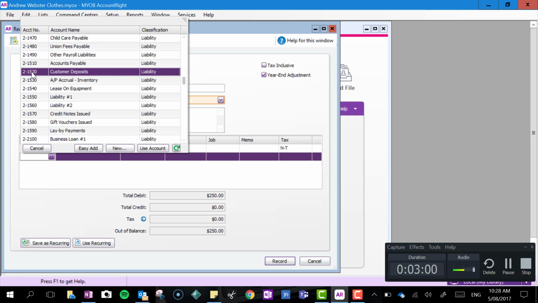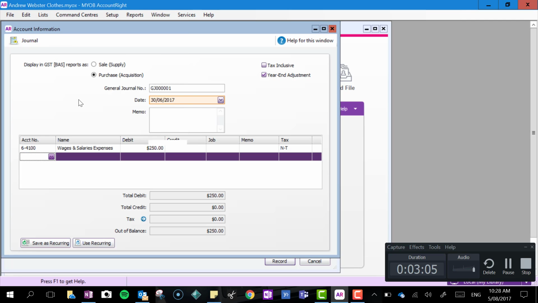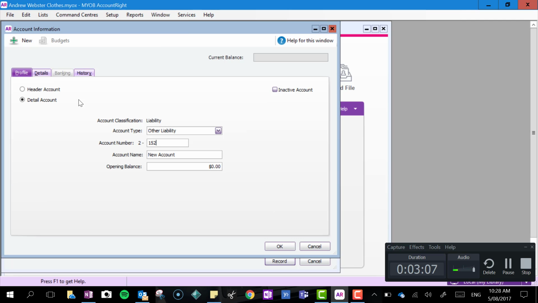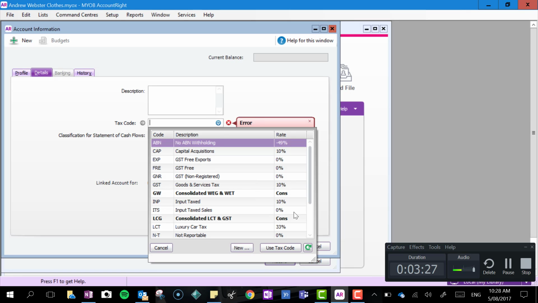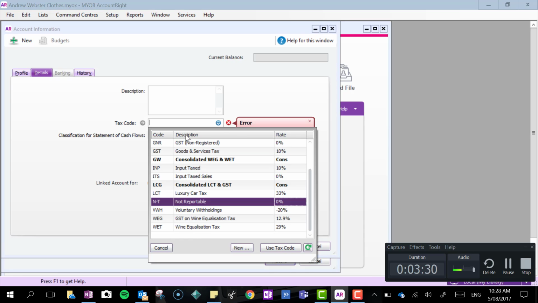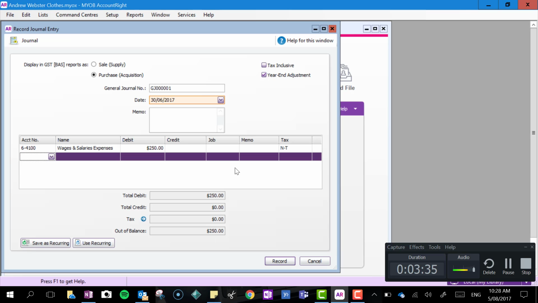2-1525. So we're going to go in new, 2-1525. It's not an other liability. Yes it is, other liability, account name, accrued expense. It's a detail account, leave the rest, okay that. Tax code is going to be NT. No tax on this, or no GST, and we're going to okay that.